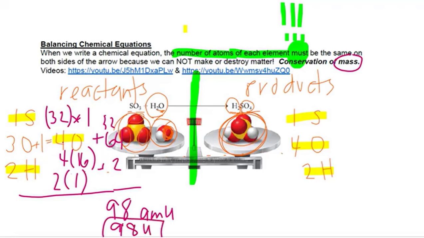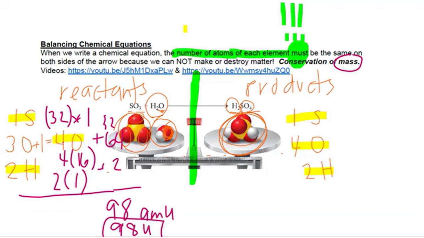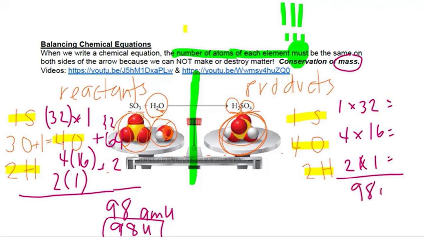Okay, so that's what my left side weighs, right? Now, if I were to do the same thing over here, we would see that, all right, I have 1 sulfur, each sulfur is 32, 4 oxygens, so each oxygen weighs 16, 2 hydrogens, each hydrogen is 1, and again, we would get the same as on the left, right? We would have 98 atomic mass units. So notice that these two match. So the left side is equal to the right side as far as mass.